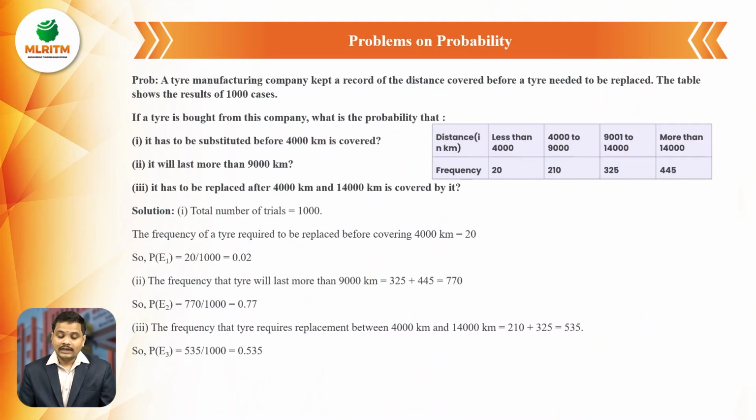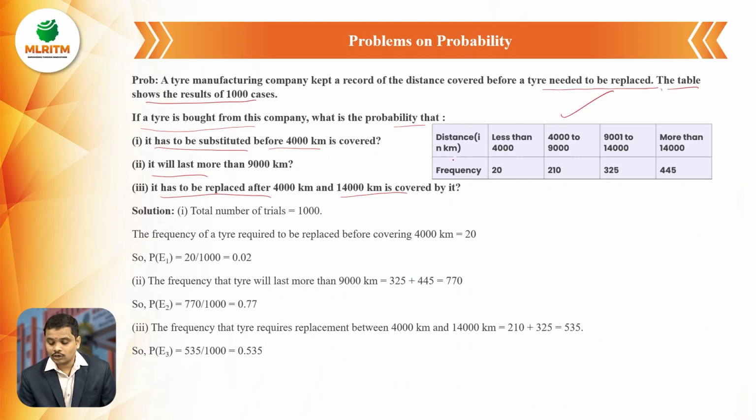Coming to this, a tire manufacturing company kept a record of the distance covered before a tire needed to be replaced, and the table shows the result of 1,000 cases. If a tire is bought from this company, what is the probability that it has to be replaced before 4,000 kilometers is covered, that it will last more than 9,000 kilometers, and that it is to be replaced between 4,000 and 14,000 kilometers covered by it. These are the different probabilities asked using this table.